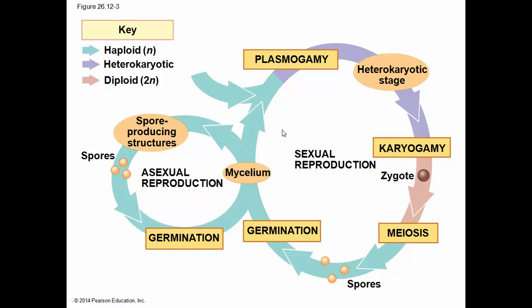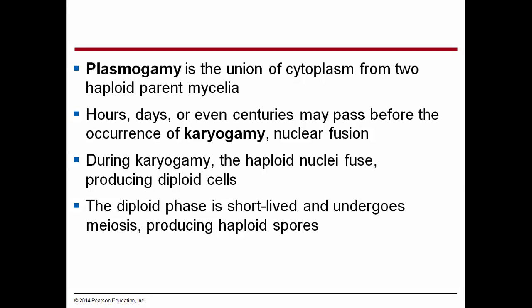It's pretty rare for fungi to do this, but it does happen, and it's an important part of the genetic diversity of the fungi populations. Plasmogamy is the union of cytoplasm from two haploid parent mycelium. Hours, days, or even centuries may pass before the occurrence of karyogamy, nuclear fusion. During karyogamy, the haploid nuclei fuse, producing diploid cells. The diploid phase is short-lived and undergoes meiosis, producing haploid spores.